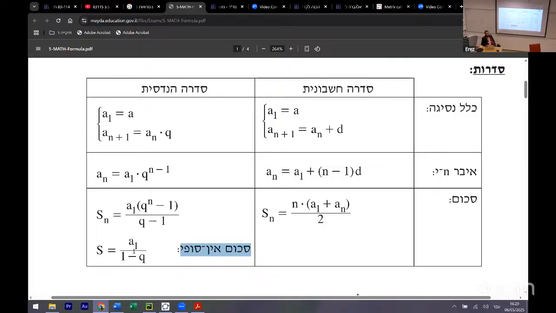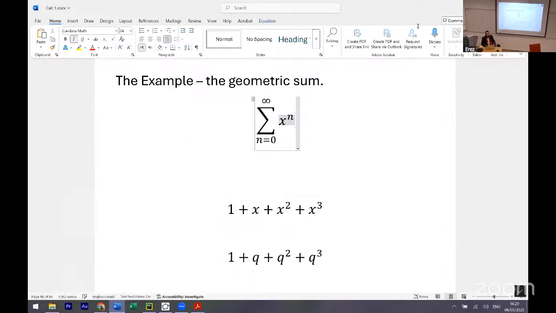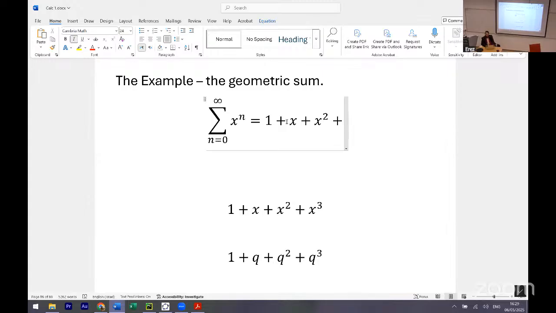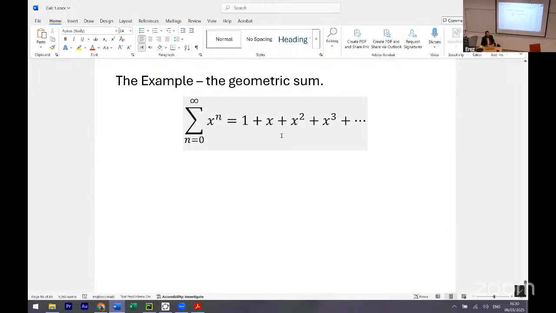In any case, the infinite sum is this, and we will prove it now. But I'm just saying that sometimes we will wish to think about this as a polynomial, or to be exact, as a Taylor series, but that would be in calculus 2. And for us, we'll think of it in the Q terms, right? As a sum of a geometric sequence. Okay, so this is what we wish to calculate.